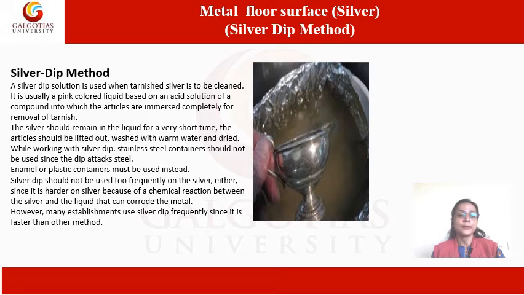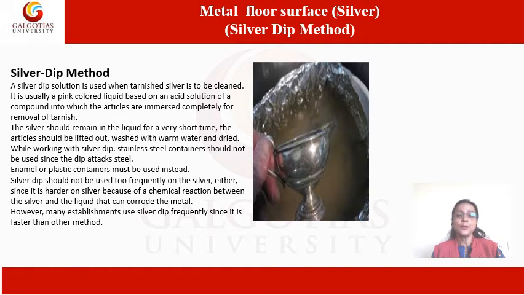While working with the silver dip, stainless steel containers should not be used since the dip attacks steel. So this is one thing to keep in mind: while working with this silver dip method, stainless steel should always be avoided, otherwise it will be attacked. The particular solution may corrode the steel. Enamel or plastic containers must be used instead.